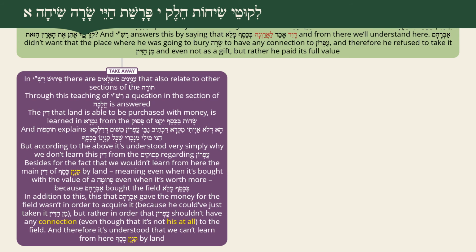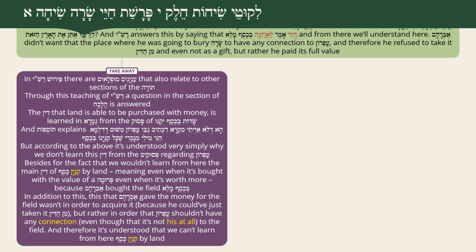Kinyan Kesef means that a transaction takes effect through money on the ownership of the land, even when it's bought with the value of a pruta, even when it's worth a lot more. Kinyan Kesef means that money has the ability to create a transaction, an exchange of ownership, which would mean that any money that's exchanged would affect that change of ownership, and a person can buy a valuable piece of land even for a pruta. We wouldn't learn that from here because Avraham paid the full amount.